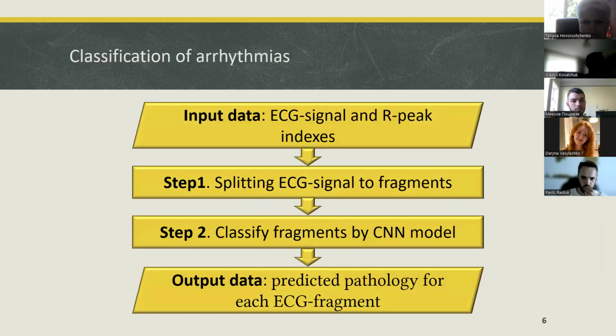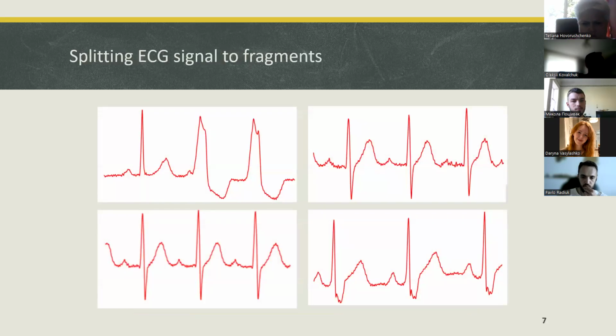Let's start from the first goal related to arrhythmia classification. On the current slide, you can see a high-level schema of the classification method. The method input is represented by the electrocardiogram signal and the indexes of R peaks of the electrocardiogram signal. This data is processed in 2 steps and results in the electrocardiogram classification. The first step of this method is responsible for preprocessing of input data and creating fragments for the classification.